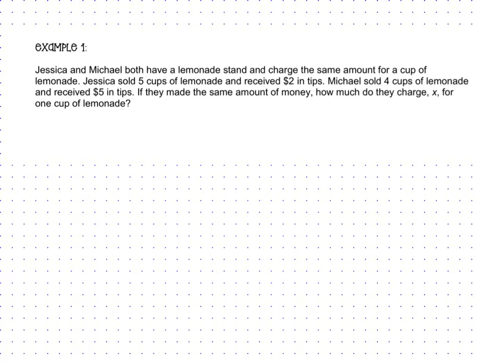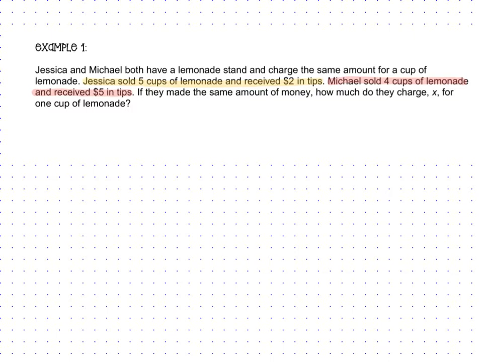All right, so this problem has a lot going on, but it's pretty obvious that the two situations that are happening are the part that's happening with Jessica, so I'm going to highlight that in one color, and then we have the part that's happening with Michael, and I'm going to highlight that in a different color. Okay, so I have identified my two situations and I have highlighted them in different colors.